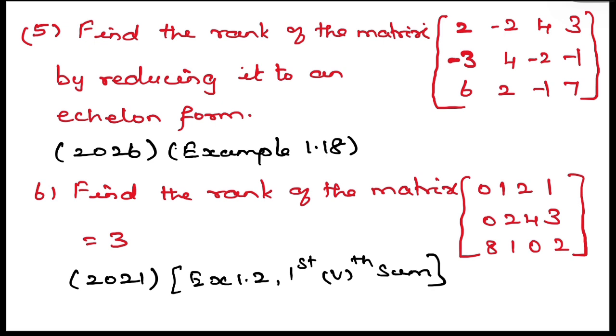Find the rank of the matrix 2 minus 2 4 3 minus 3 4 minus 2 minus 1 6 2 minus 1 7 by reducing it to an echelon form. இது 2026ல கேட்ட question. இது bookல example 1.18.